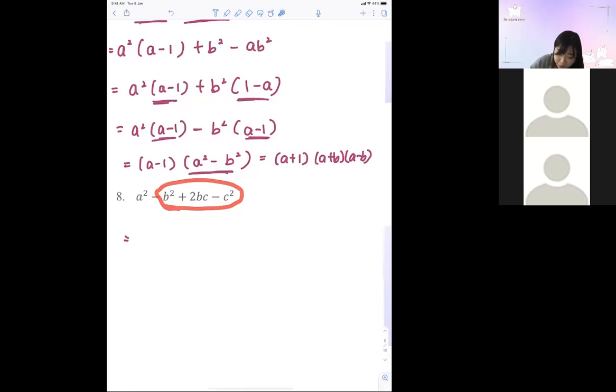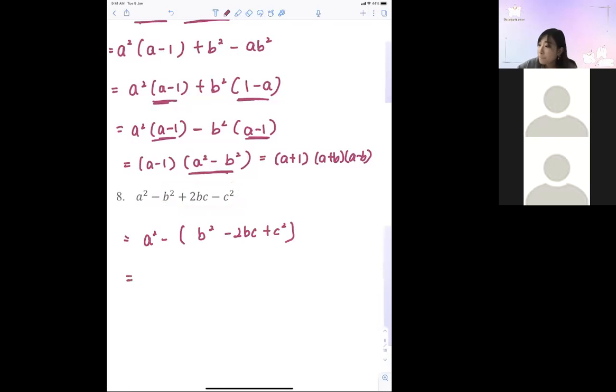So in this case, since the first term is negative, we take out the negative. We left b square minus 2bc plus c square. Okay, so a square minus, this one when you put mode 3, okay, you will see just one answer, minus 1. So it will be b minus c whole thing square.